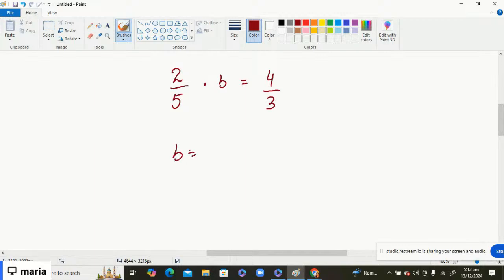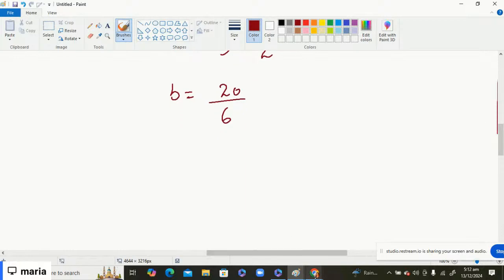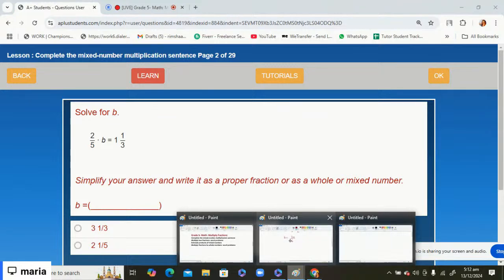B as it is here, 4 by 3 as it is here. Here it's 2 by 5 divided. Now here it's 5 by 2. Now just multiply. 4 times 5 is 20. 3 times 2 is 6. Now let's see. Is there any 20 by 6? No. It's again in the form of a mixed number. So let's divide.